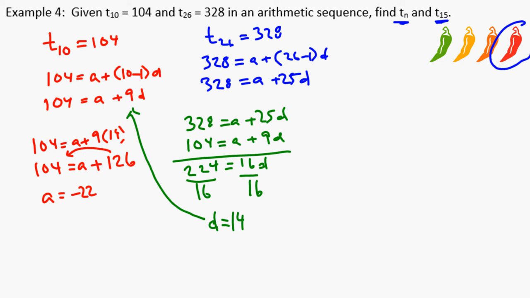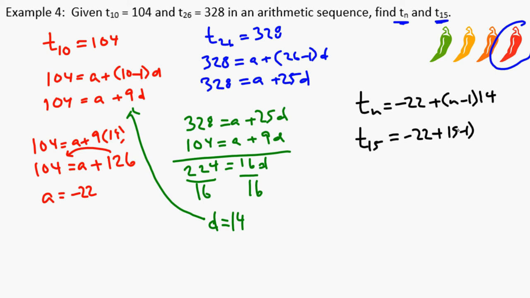So I got my A and my D, so that means that Tn is equal to negative 22 plus n minus 1 times 14. Also, T15 is equal to negative 22 plus, now here I want 15, so it's going to be 15 minus 1 times 14. So if I plug this in my calculator all in one go, I get T15 is equal to 174. So here are my two answers, answer 1 and answer 2. And that's all she wrote.